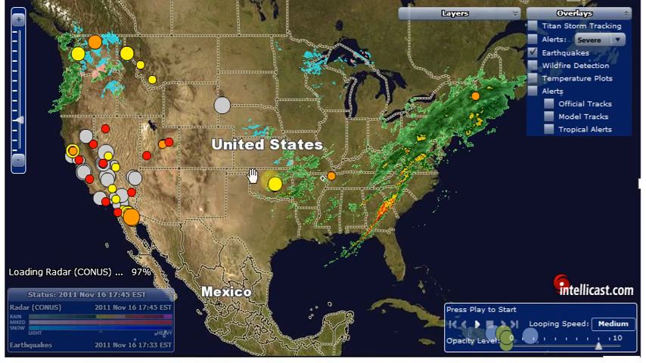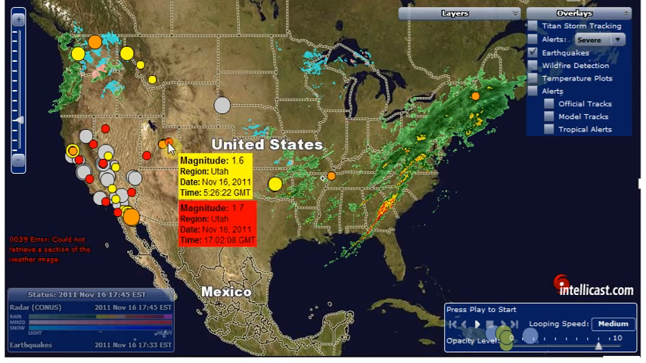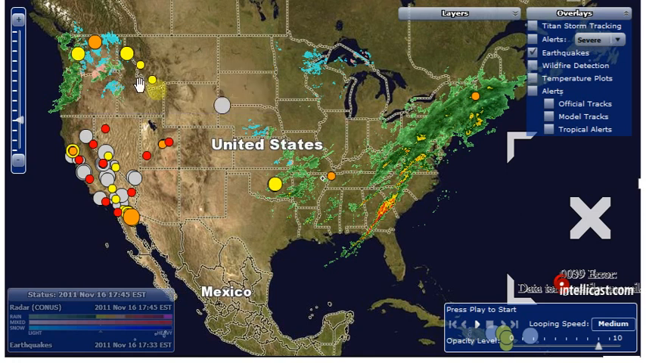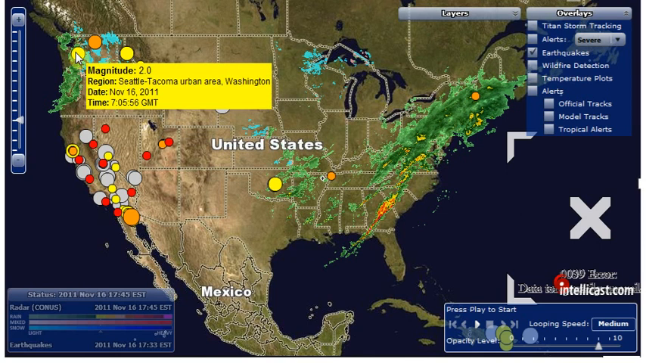So the one in Oklahoma was a 2.3 and the one in Utah was a 1.6, and they occurred 9 minutes apart. Then an hour and a half later, if you go up here to Seattle, at 7:05 you're going to get a 2.0. Then if you go down here to southern Montana, at 7:14 you're going to get a 1.5. Now that's only 9 minutes apart between here in Montana and up here in Seattle.